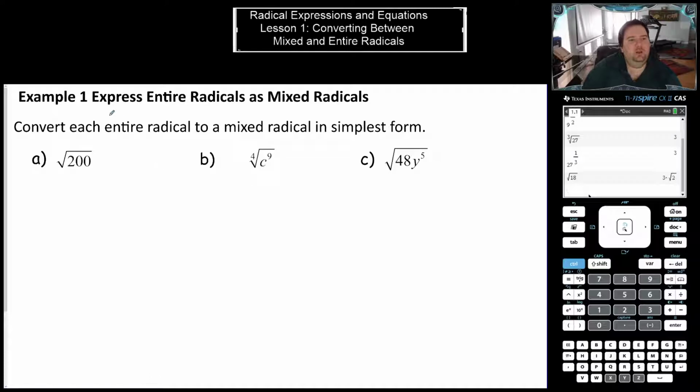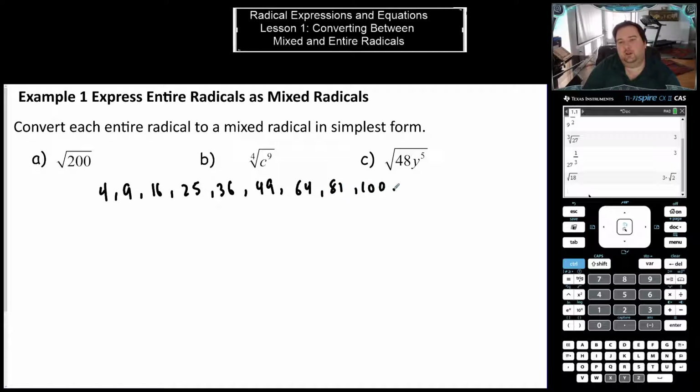So here we go. Let's start with some examples. Convert each entire radical to a mixed radical in simplest form. Now the thing that I'm going to start off doing, and what I recommend you to do, is to write down my squares. So 2 squared is 4, 3 squared is 9, 16, 25, 36, 49, 64, 81, and 100, and we're not going to go further.